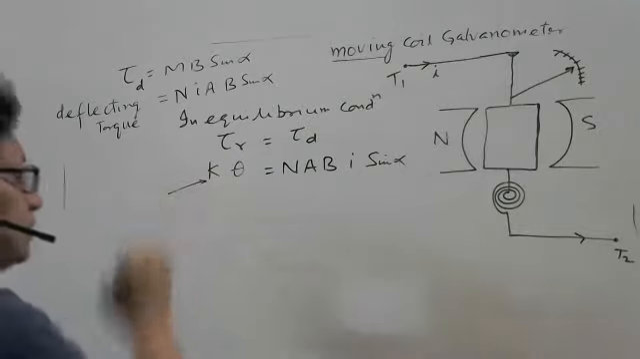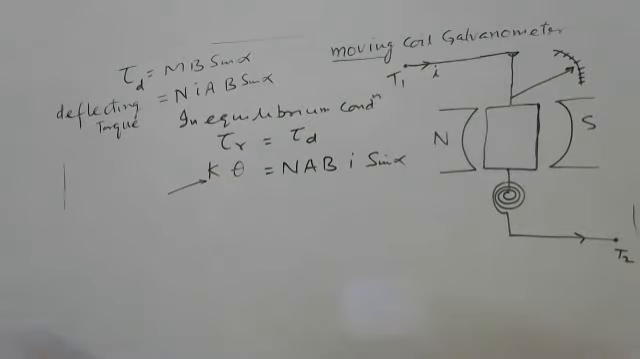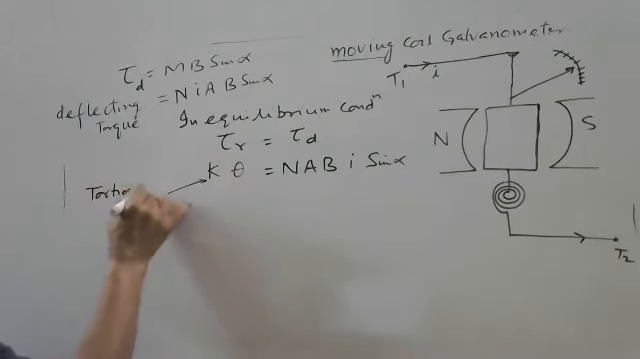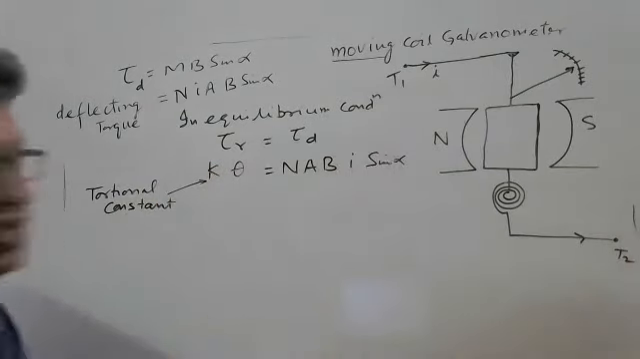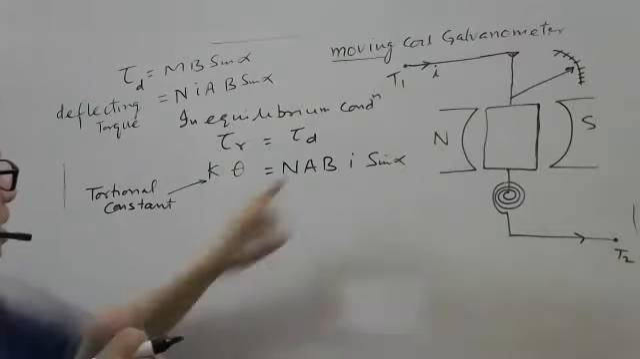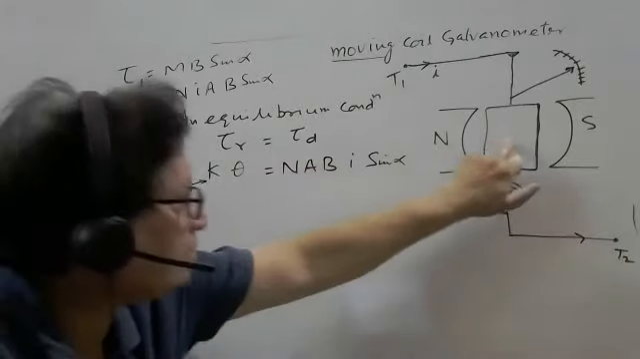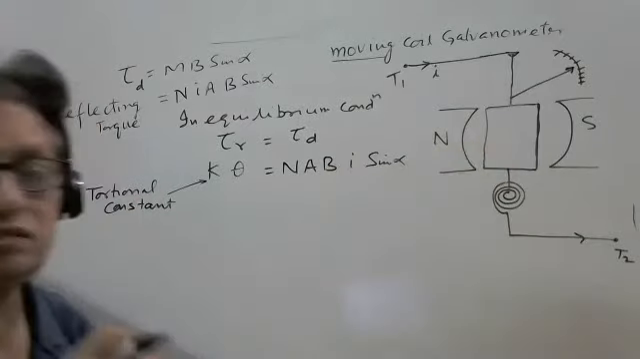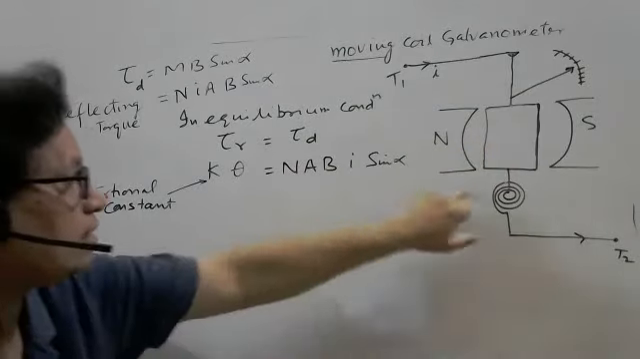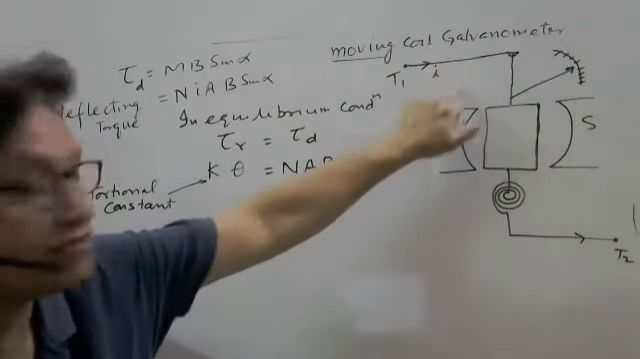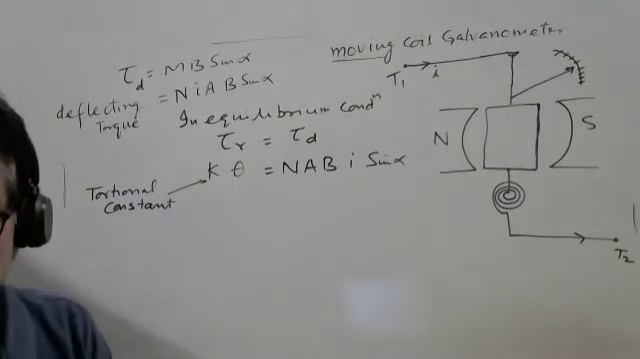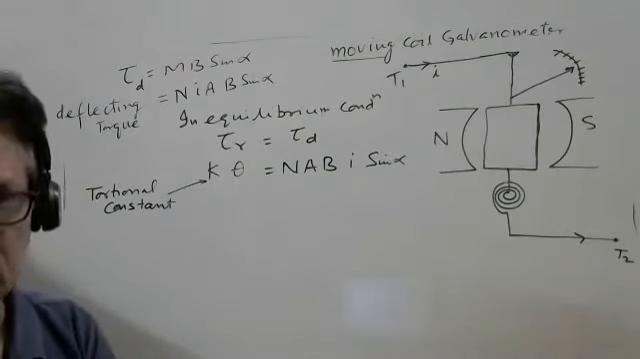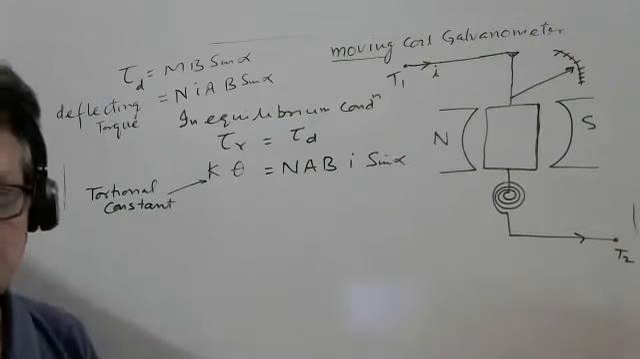Here K is called the torsional constant, and theta is the deflection in the needle. Here N is the number of turns in the coil, A is the area of cross section, length into breadth of the coil, B is the external magnetic field, I is the current flowing through the circuit, and alpha, you know, is the angle between the normal and the magnetic field. Any doubt up to this?